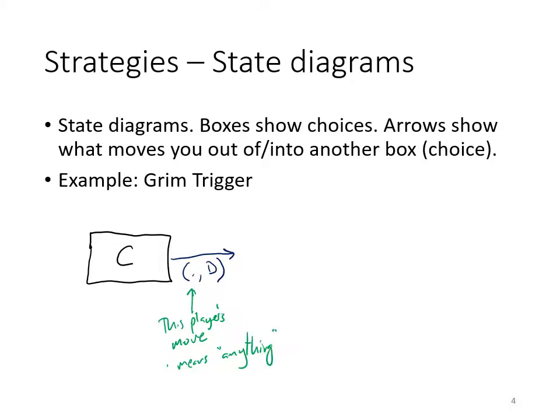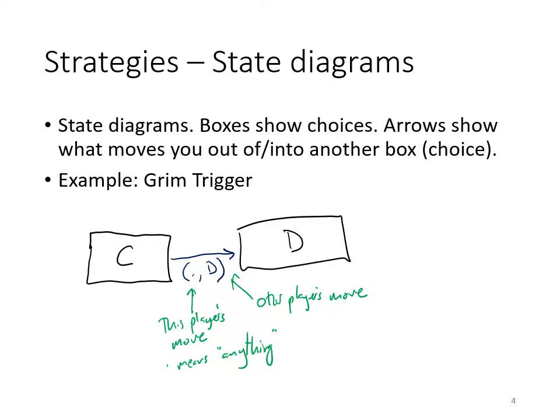So that dot there just means leaving Grim Trigger doesn't depend on what this player is doing. It depends on what the other player does. So this is other player's move. And it's defect. When the other player plays defect, we exit.